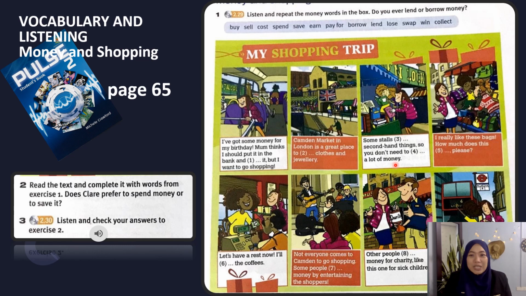Right, the third one. Some stalls sell second-hand things, so you don't need to spend a lot of money. So these stalls at Camden Market, they're actually selling second-hand items, okay, like clothes, shoes, perhaps musical instruments, you know. So you do not need to spend a lot of money, and then you are going to save a lot of money, right?